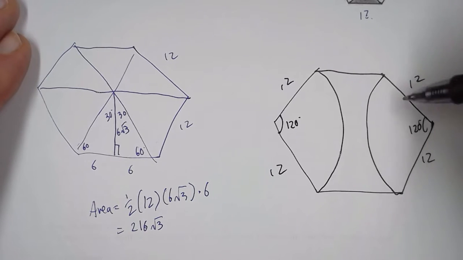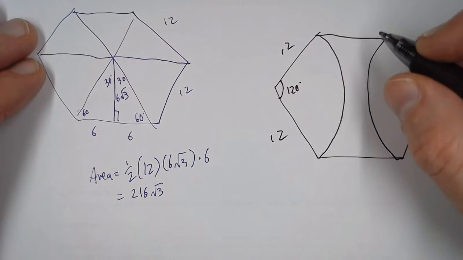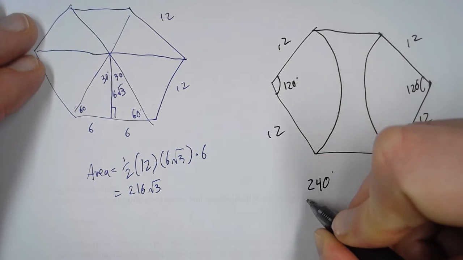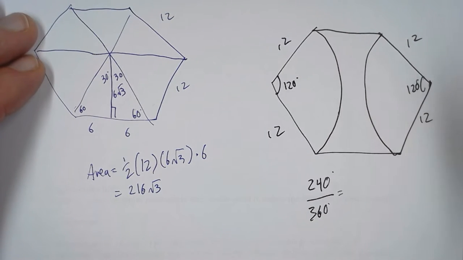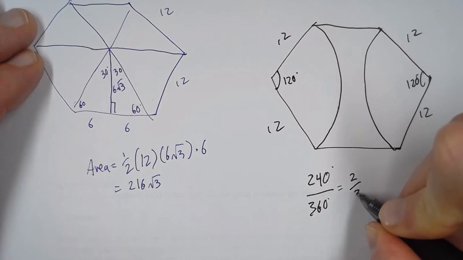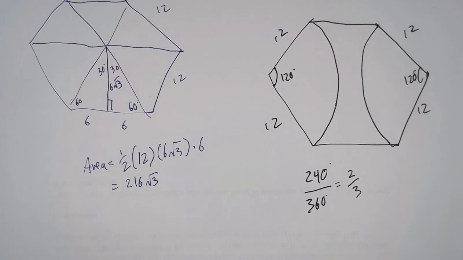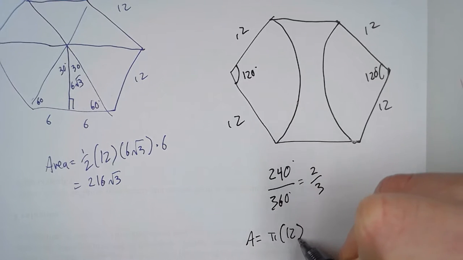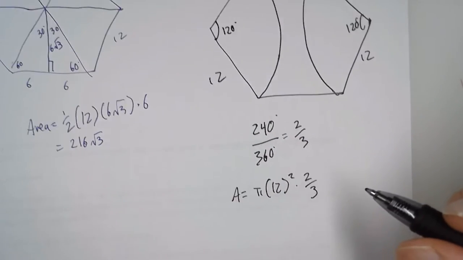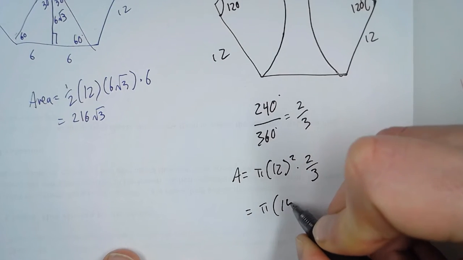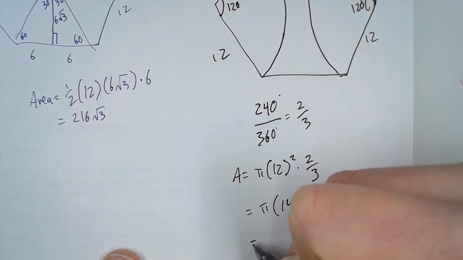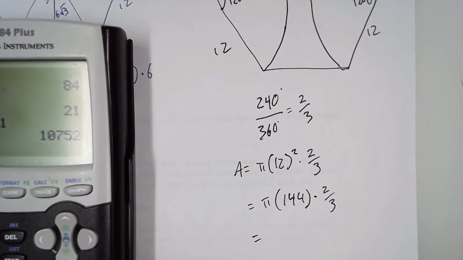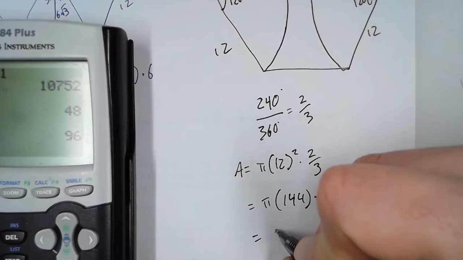So these are just parts of a circle that we want to find the area of. So this is 120 degrees, this is 120 degrees. In total, that's 240. Now a whole circle is 360 degrees. So if we mash this together, we're talking about 2/3 of a circle if we combine them. So the area formula for a circle is pi r squared. So we have pi times 12 squared times 2/3, because we're only talking about 2/3 of a circle. So then we got 144 when we square the 12. And then when we multiply that by 2/3, we get 96 pi.